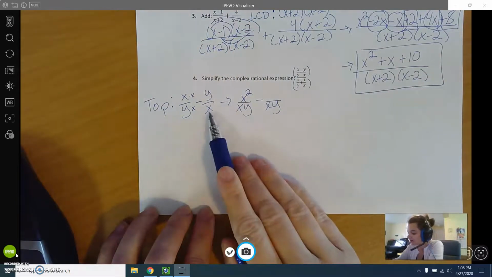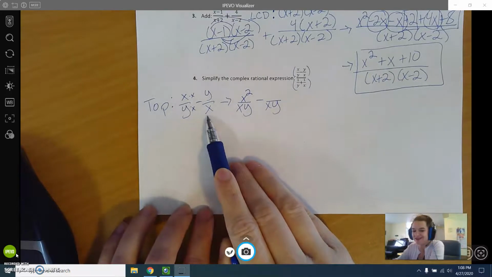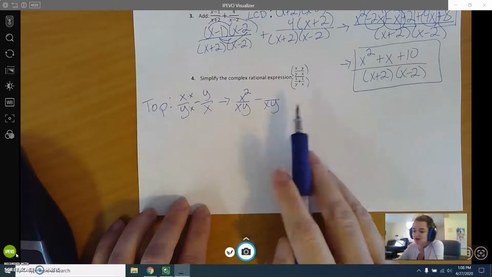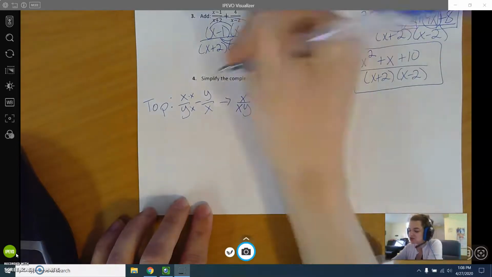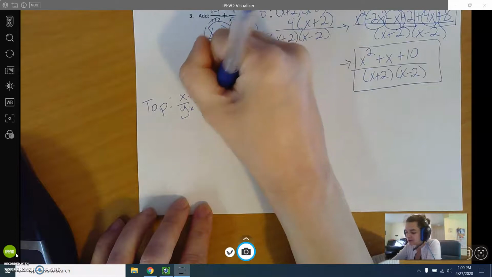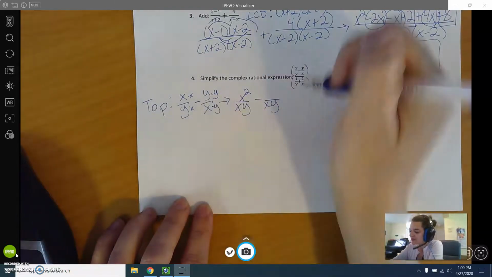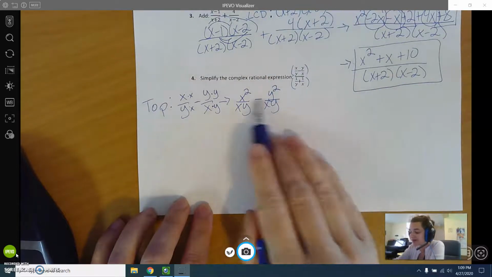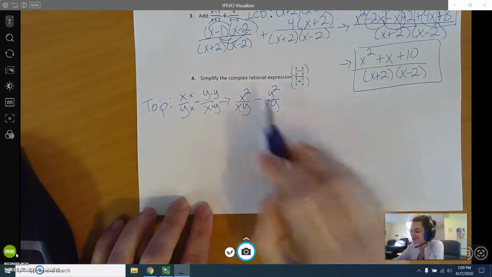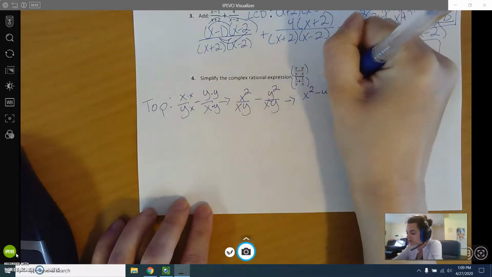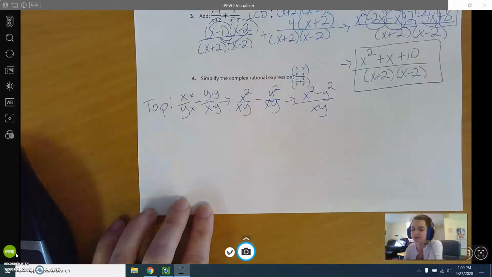And the second rational expression, I want to call it a fraction because they act like fractions. My denominator is an x, but I want it to be xy. So it's missing the y, so we'll multiply that in. You're multiplying by y in the numerator and denominator. That's why it's okay, because it's keeping it equivalent. Y times y is y squared. Now they have the same denominator, so you can actually subtract them. They're not like terms, so it'll just be x squared minus y squared all over xy. And that's what you can do in the top.